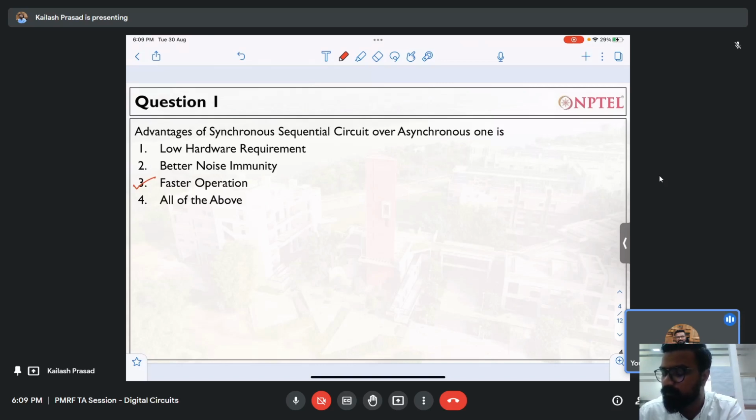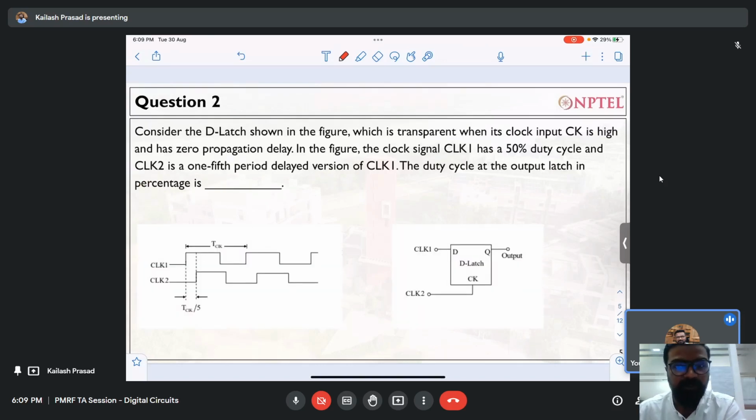Let's move to some questions which are more numerical based. Please see this question and try to understand it. I will read it out for you. Consider the D latch shown in the figure. It is transparent when the clock input CK is high. So if CK is high, the data can be directly latched at the output, it behaves as transparent and has zero propagation delay. We are considering that it won't take any time to propagate data from D to Q, so there is no propagation time.